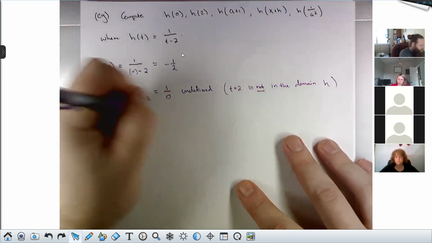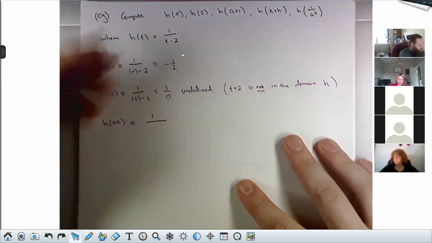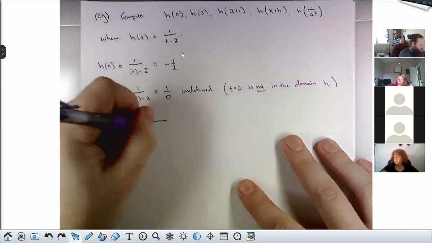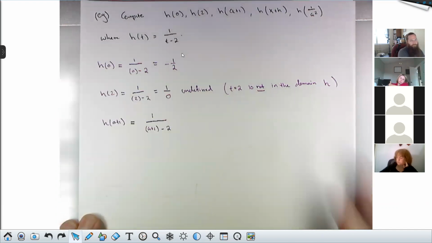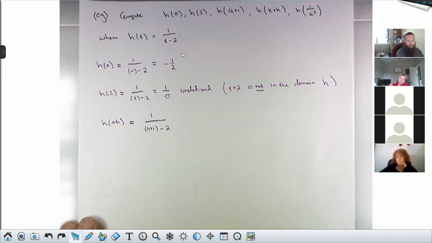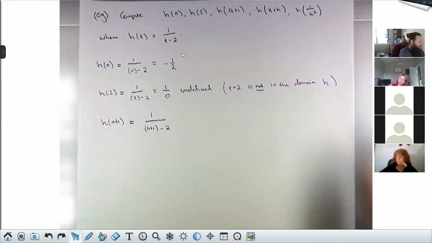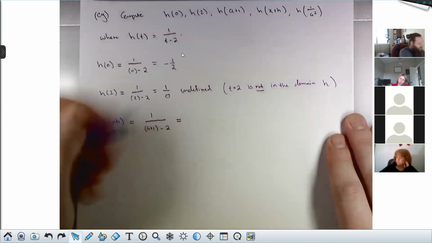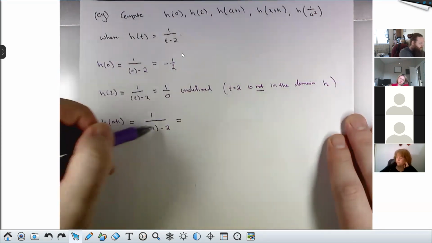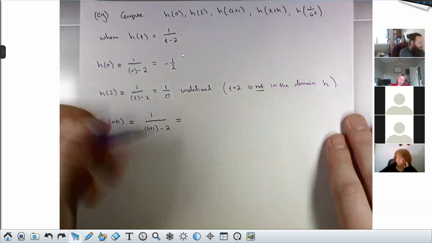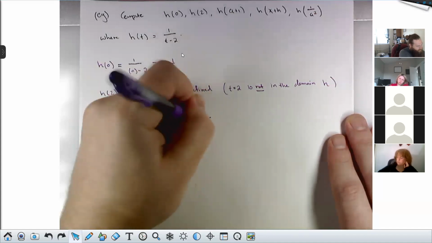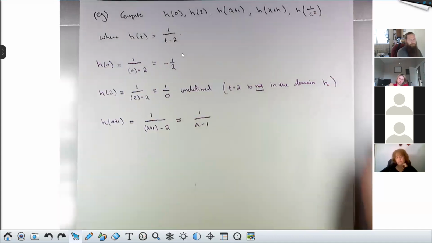Well, I'm going to take my formula for h, and then in place of the t, I'm going to write parentheses a plus 1. So it's this. And that we can clean up a little bit. A plus 1 in parentheses without a power or anything, I can just ditch the parentheses in my next step. And a plus 1 minus 2, that's a minus 1. So this is the reciprocal of a minus 1.